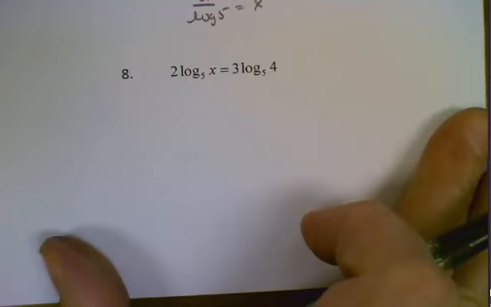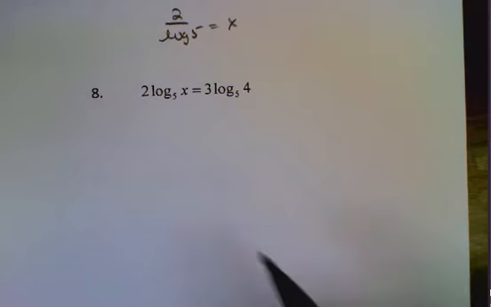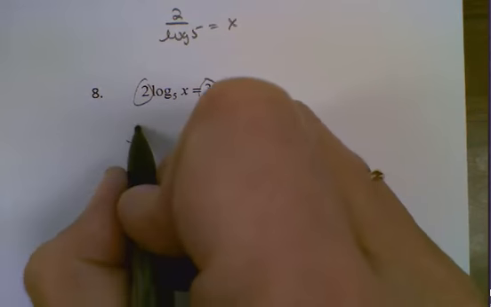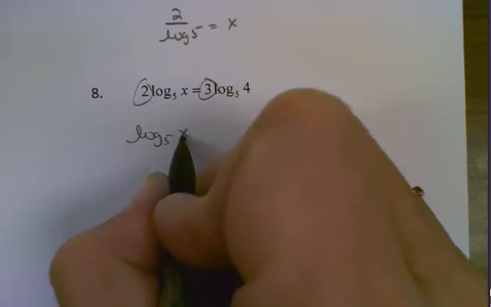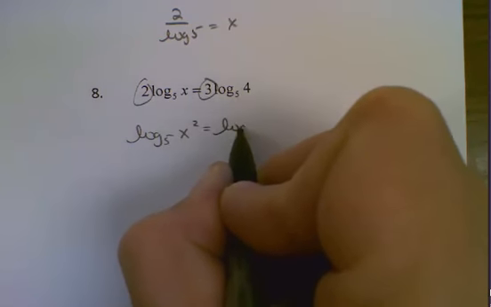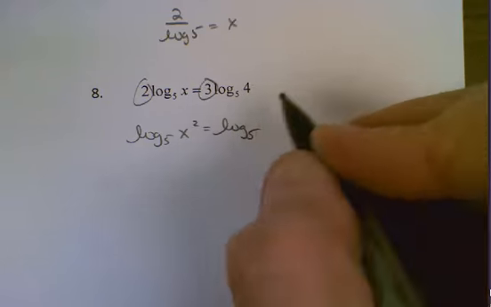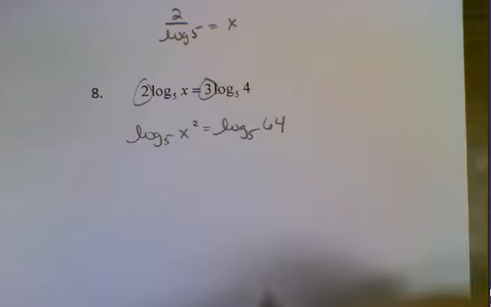And then the last one on this page. I see a number in front, I see a number in front, so I have to take care of those. So I get log base 5 of x squared equals the log base 5 of 4 to the 3rd power. So 4 times 4 is 16, times 4 is 64.